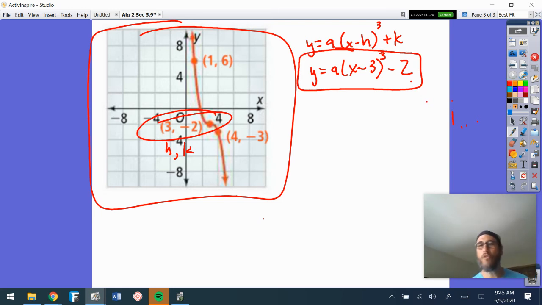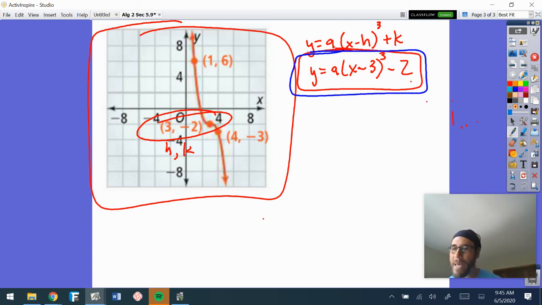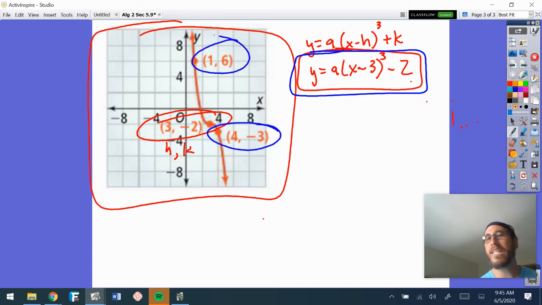All right, so I think it's helpful to write in your h, k, circle that bad boy, box that bad boy, rectangle that bad boy, and then you find a. Well, how do I find a? Well, you use this guy or this guy, the other point, okay? And the other point you're going to use as your x, y. You don't have to use both, you just use one. I'm going to use that one right there, okay?